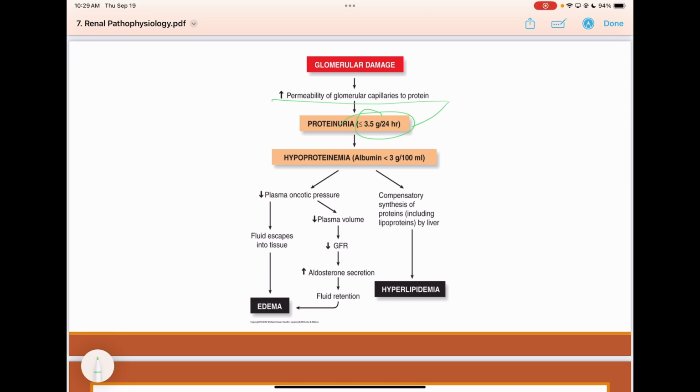So, hypoproteinemia, lack of blood proteins, and obviously as you go through, loss of oncotic pressure leads to edema, and we get hyperlipidemia because of the liver working overtime to put out more proteins.